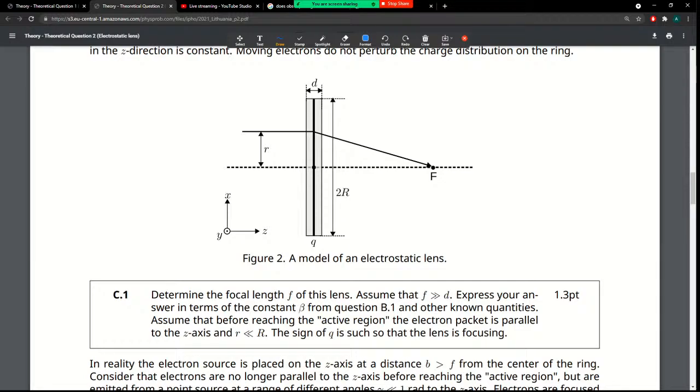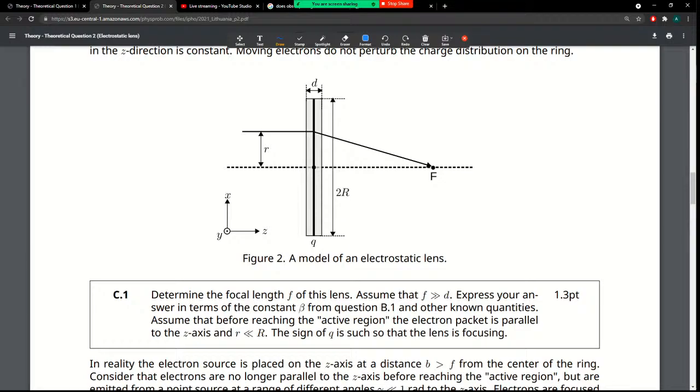Okay. Determine the focal length of this lens. Assume that f is greater than d. Express your answer in terms of beta from question B1 and other known quantities. Assume that before reaching the active region, the electron packet is parallel to the z-axis and small r is less than capital R. The sign of Q is such that the lens is focusing. Okay.